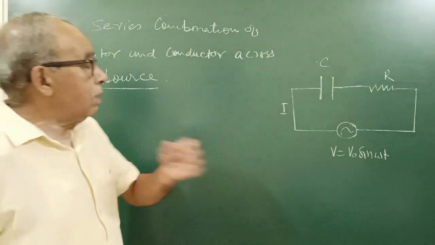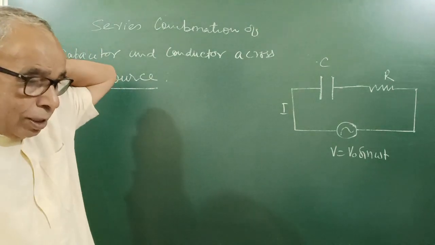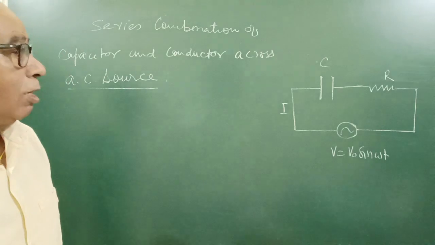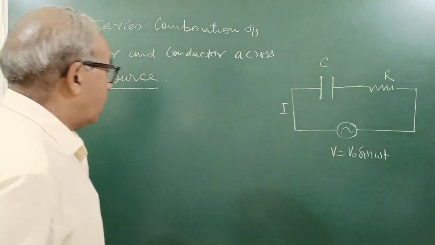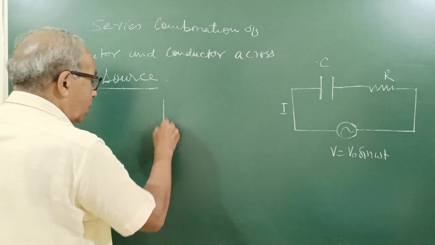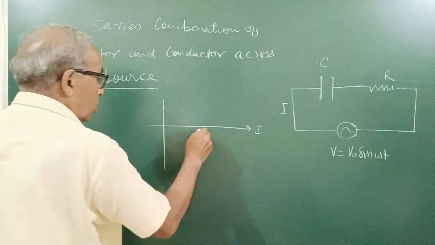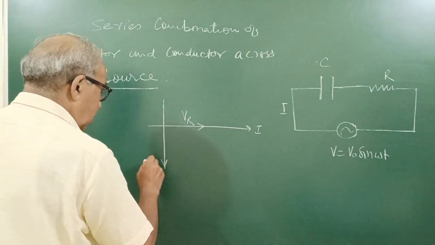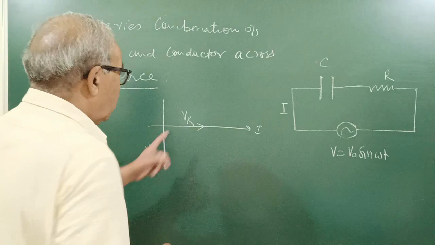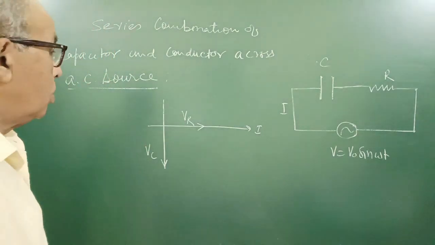We have learned in the previous video that in case of a capacitor, voltage lags behind the current by pi by 2. In case of resistance, current and voltage are in the same phase. So directly I write here, if it is I, then VR is this way and VC this way here. VR and VC are RMS values of voltage.